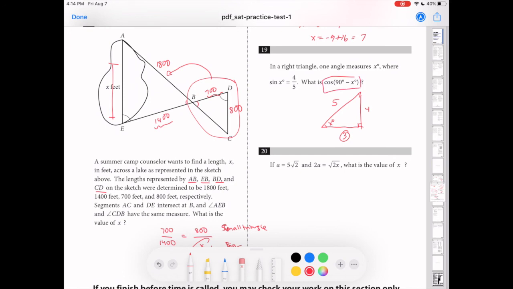So this is 90 and this is x. Remember, the angles of a triangle have to sum to 180 degrees. So if this is 90 and this is x, then x and this angle here must sum to 90. So this is actually 90 minus x. So now it just becomes, what is cosine of 90 minus x, or this angle right here? Well, that's simple. Cosine is just adjacent over hypotenuse, so that's going to be 4 over 5.